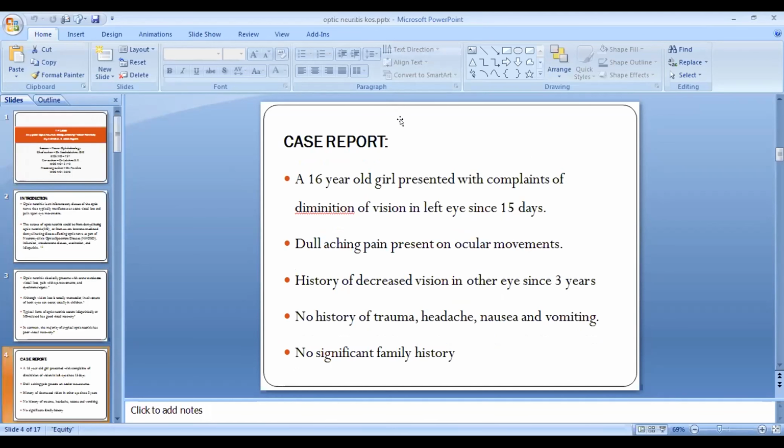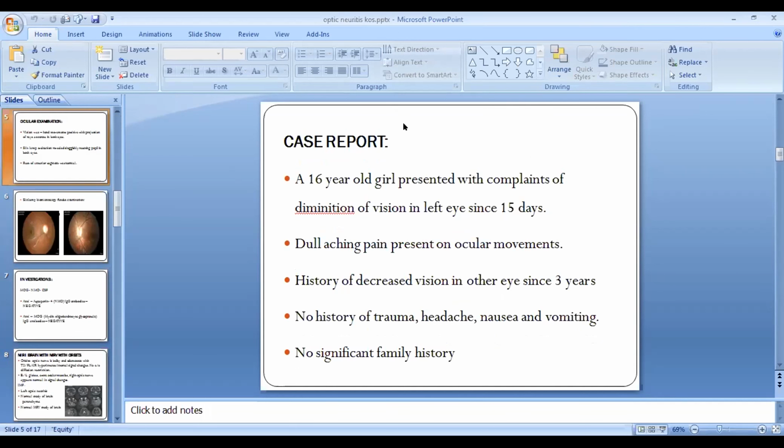So coming to the case report, a 16-year-old girl presented with complaints of diminution of vision in left eye since 15 days. Dull aching pain was present on ocular movements, and she also gives history of decreased vision in the other eye since 3 years. No history of trauma, headache, nausea, and vomiting, no significant family history.